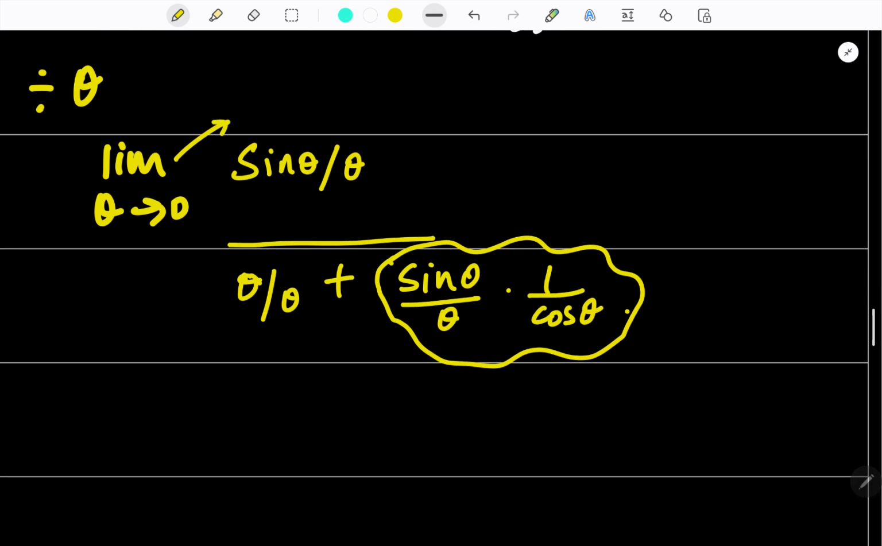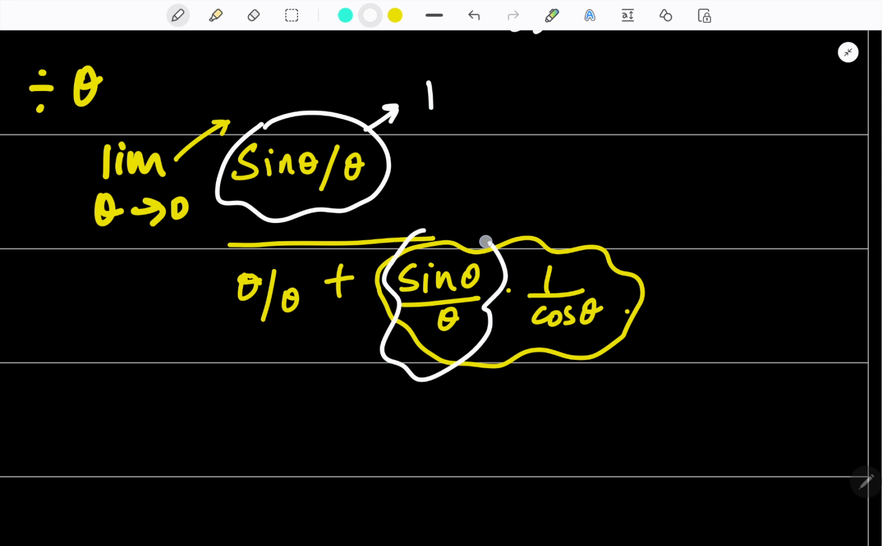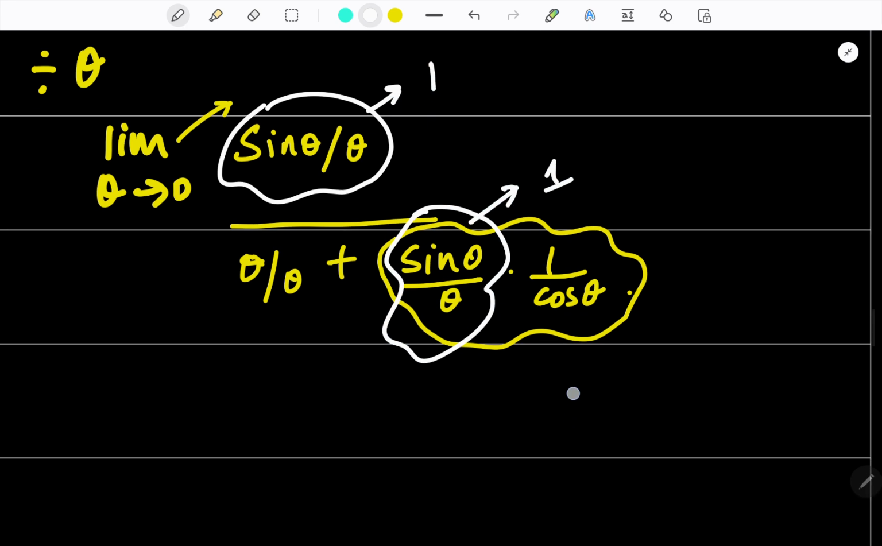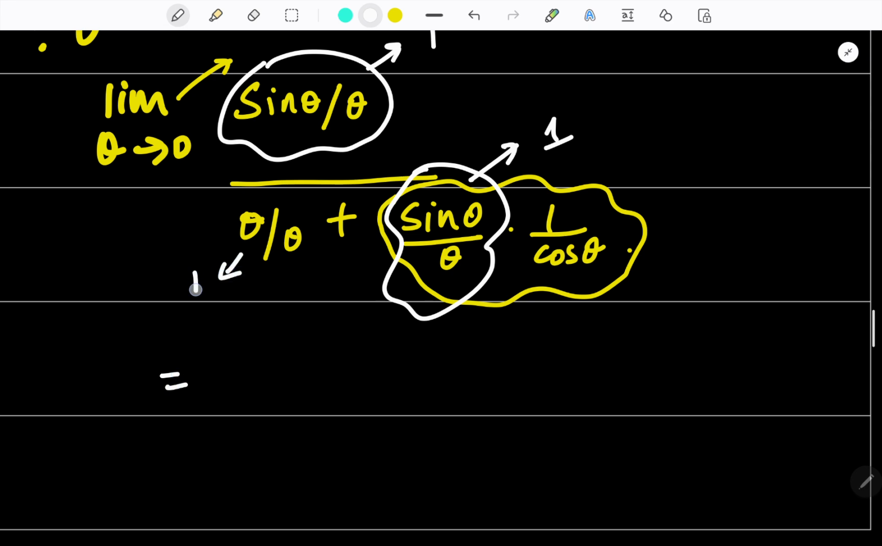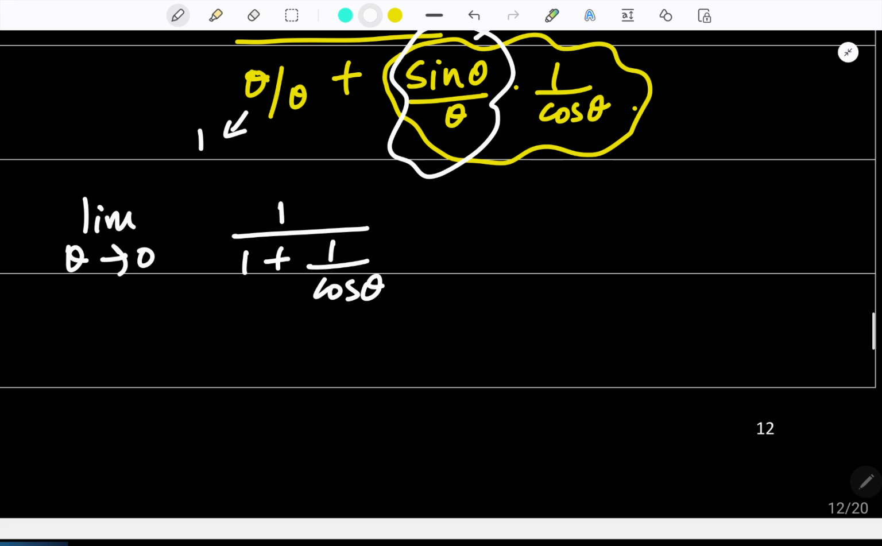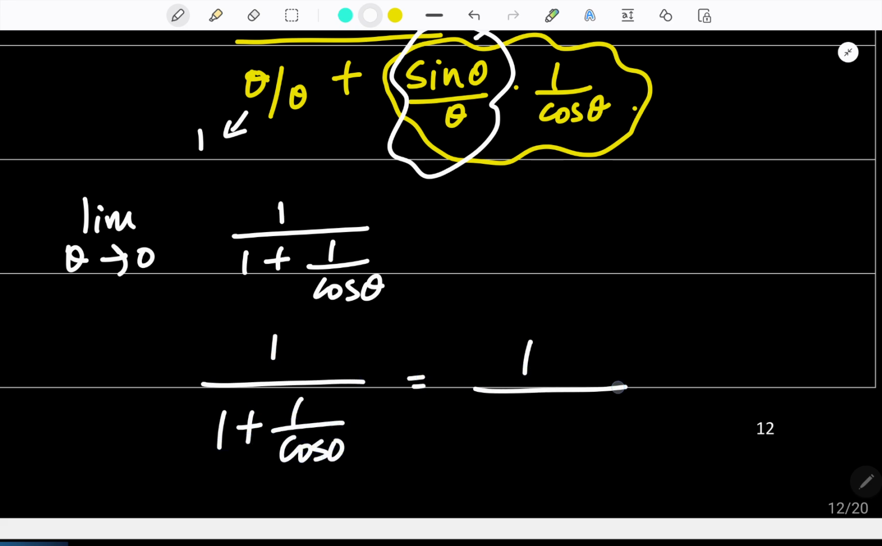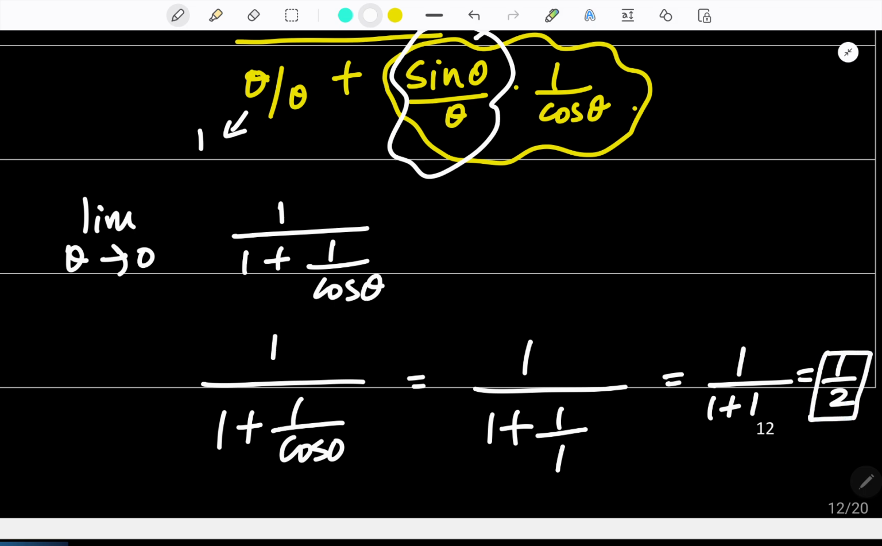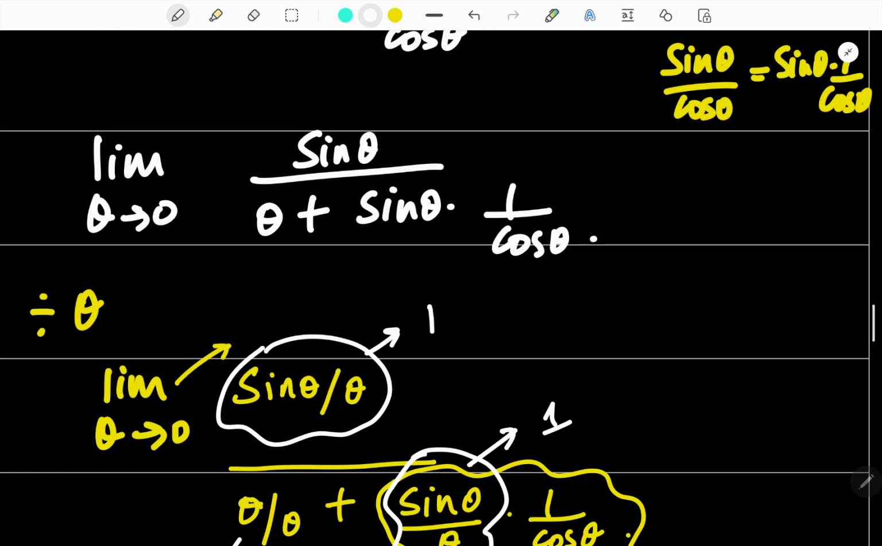So limit theta tends to 0. Sin theta divided by theta is what? 1. Limit theta tends to 0, sin theta divided by theta is what? 1. So what happens? This is 1. Theta by theta is 1. So finally 1 by 1 plus 1 by cosine theta will be there with the limit theta tends to 0. So now if I put theta equal to 0, 1 by 1 plus 1 by cosine 0, and cosine 0 is 1. So 1 by 1 plus 1, which is equal to 1 by 2. Got it? I hope now you understood clearly, right?